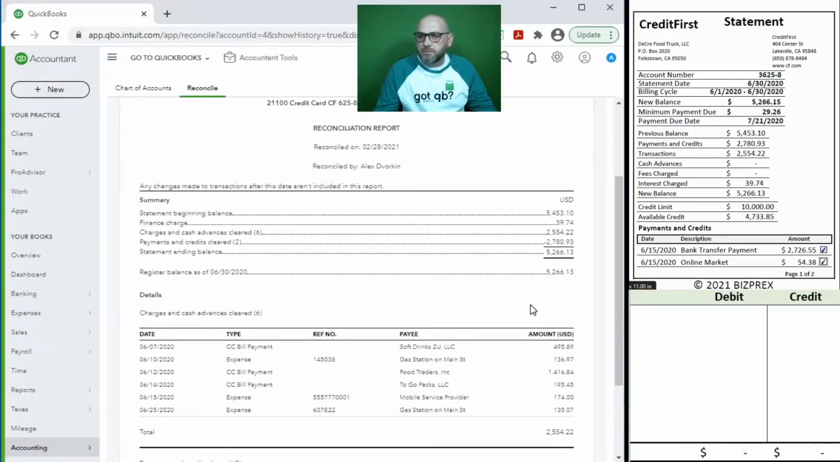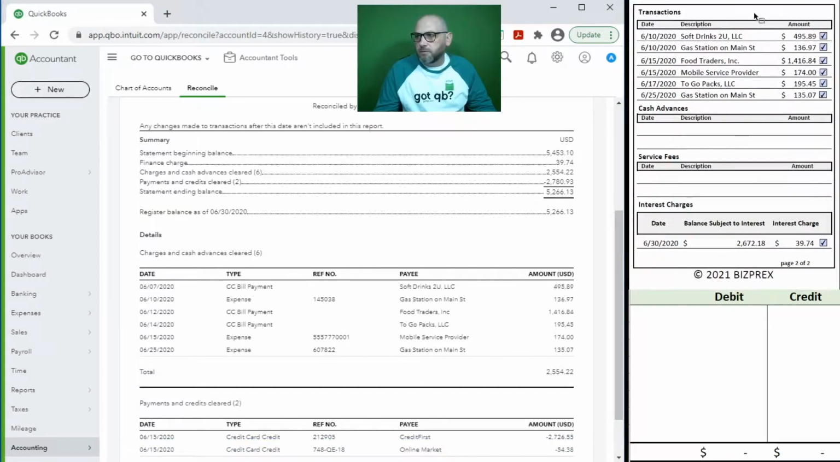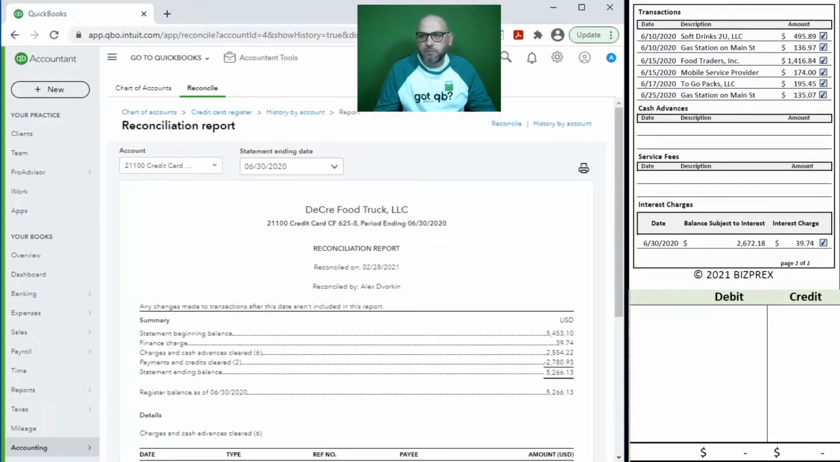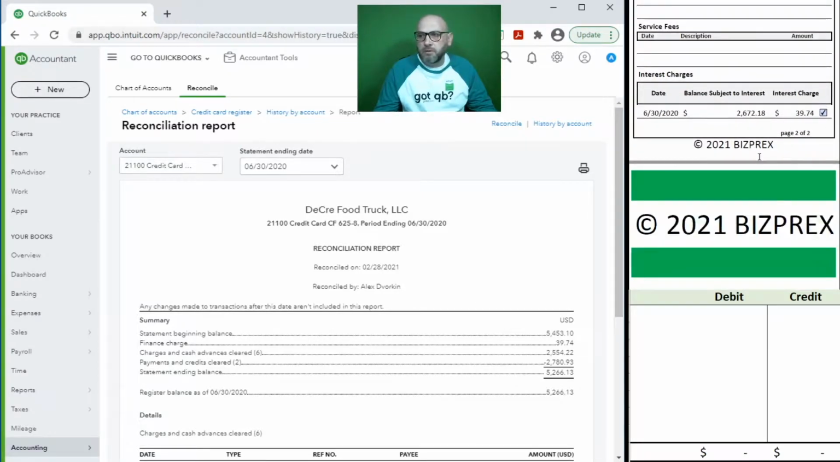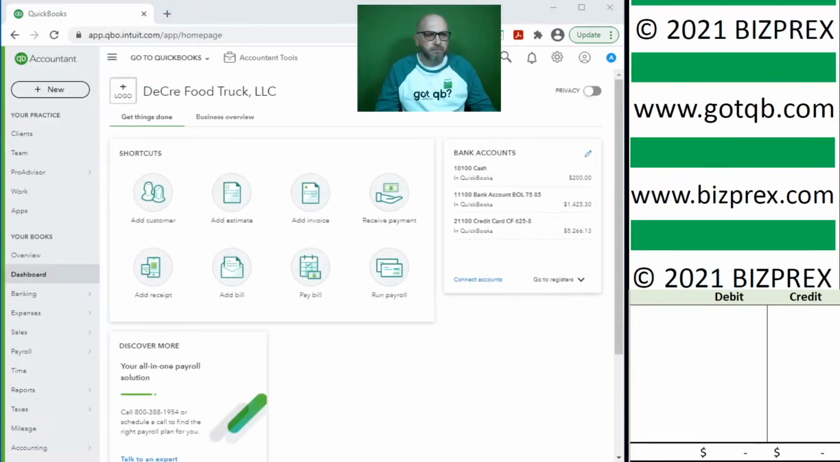Okay, here it is. Let's make sure we compare our balances, matches, all right? Here's our payments and returns right here. And our transactions right here. All good to go. Our finance charge is right here. So we would go ahead and print this one, attach it to the credit card statement, and we're done reconciling credit card statement for the month of June.